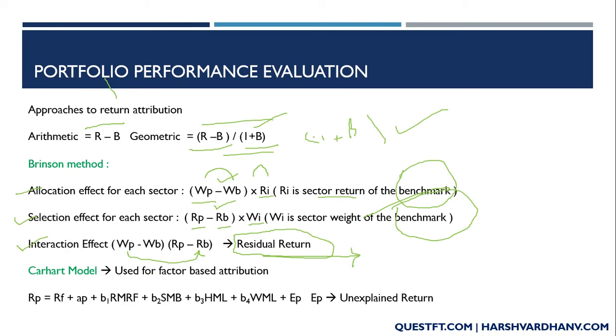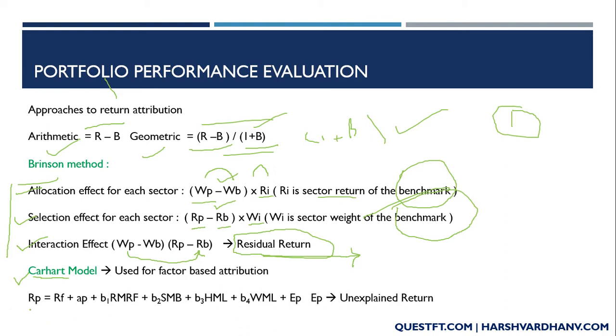So what we have seen is first the arithmetic attribution. We have seen the mathematical attribution, arithmetic and geometric. The second is the Brinson method. We have seen this so many times: allocation, selection, and interaction effect. Then we have the factor based method. We have seen this, the Carhart model, the Fama French model. So these models we have seen in level 1, level 2 also.